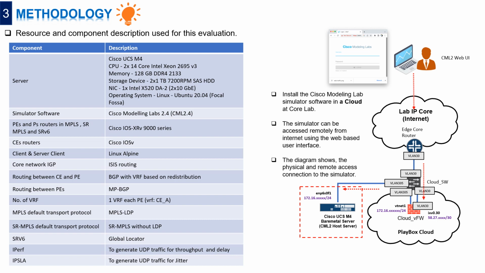I have PE and P routers for MPLS, Cisco, and then CE routers, Cisco IOV. Client and server are Linux Alpine. Core IP uses IS-IS routing, between CE and PE is BGP. And then PE to PE connection is MP-BGP. VRF, only one VRF on each PE. Okay, iPerf I use to generate UDP traffic for throughput and delay. IP SLA I use to generate UDP traffic for jitter.